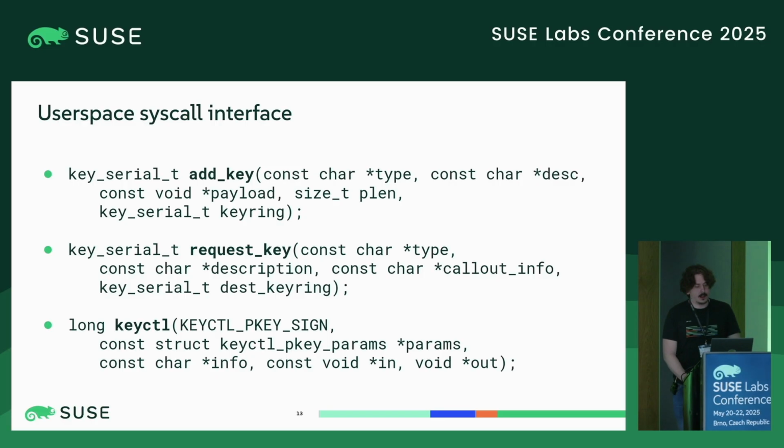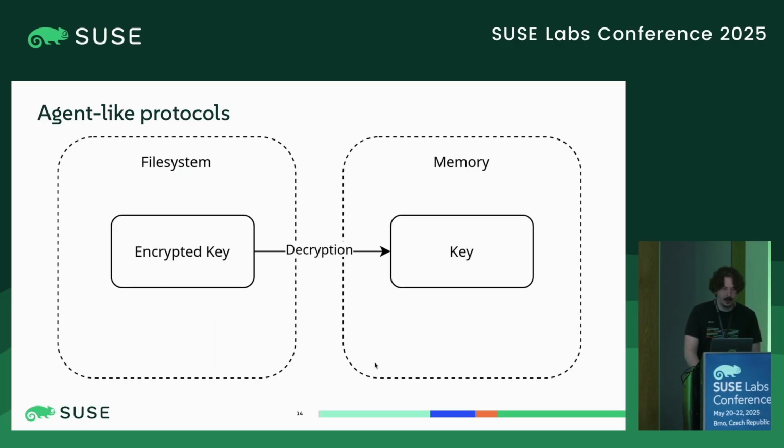And lastly, there's the keyctl syscall, which is basically format dependent for the operation. Here we have the sign operation, which takes a few parameters: the info, which controls things like the encoding and the hash used, and in and out parameters.